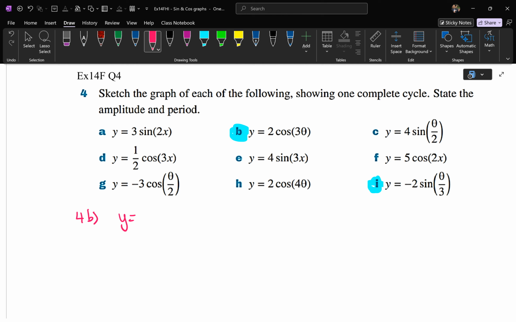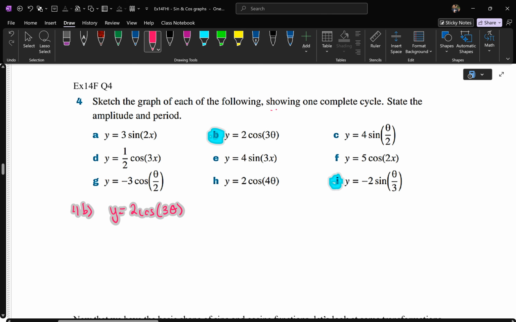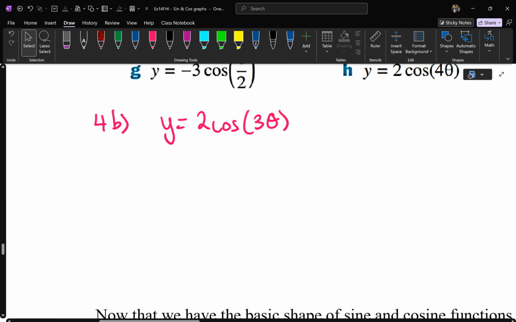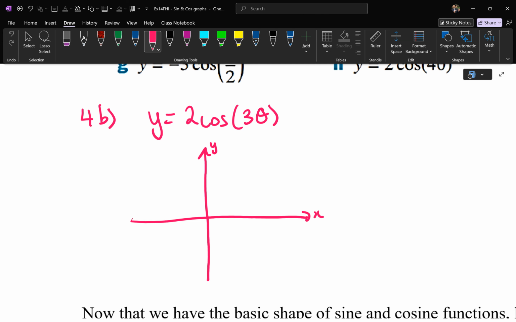In order to sketch y equals 2 cos of 3 theta, or you can write x if you want to. Notice they tell you just to sketch one cycle, so they don't actually care what the domain is. We're going to sketch one cycle. So let's begin. Let's do this one example. Draw an axis, y, x.